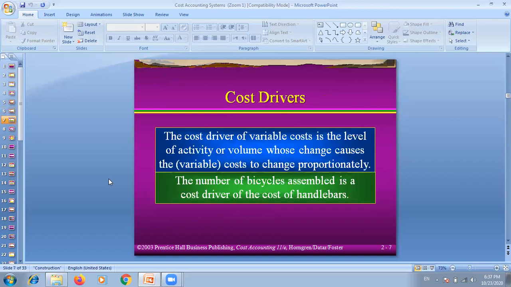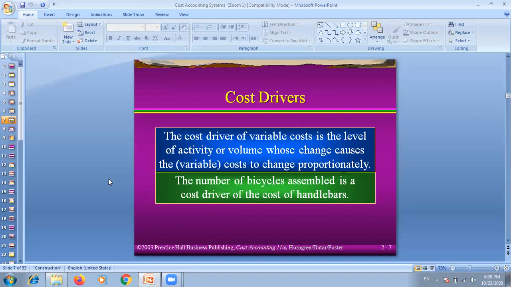The cost driver of variable cost is the level of activity or volume whose change causes the variable cost to change proportionally. I told you before that if I give each student a notebook and a pencil, which equals 10 pounds, so if one student only came to the lecture, 10 pounds. 2 students, 20 pounds. 100 students, 100 times 10, 1,000 pounds. This is variable cost, variable in total, but fixed per unit. What is the cost driver here? The students.